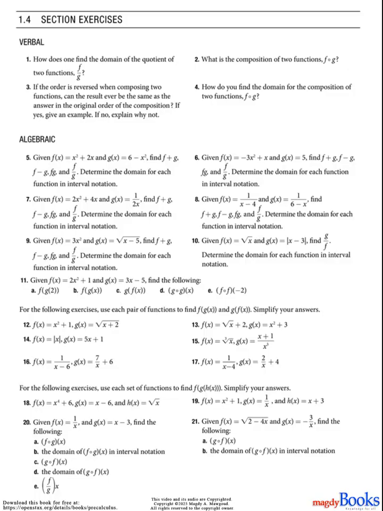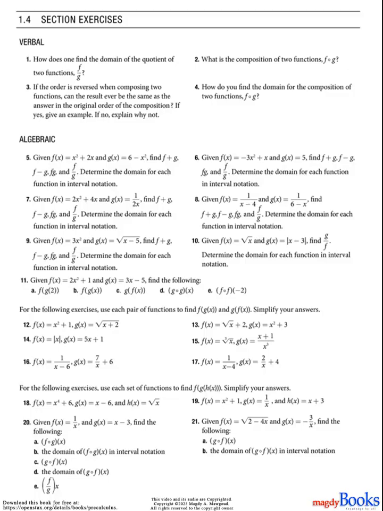3. If the order is reversed when composing two functions, can the result ever be the same as the answer in the original order of the composition? If yes, give an example. If no, explain why not. 4. How do you find the domain for the composition of two functions, f composed with g?